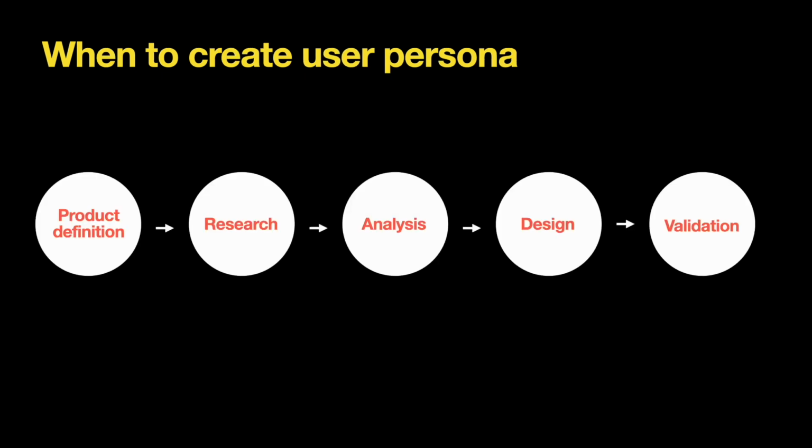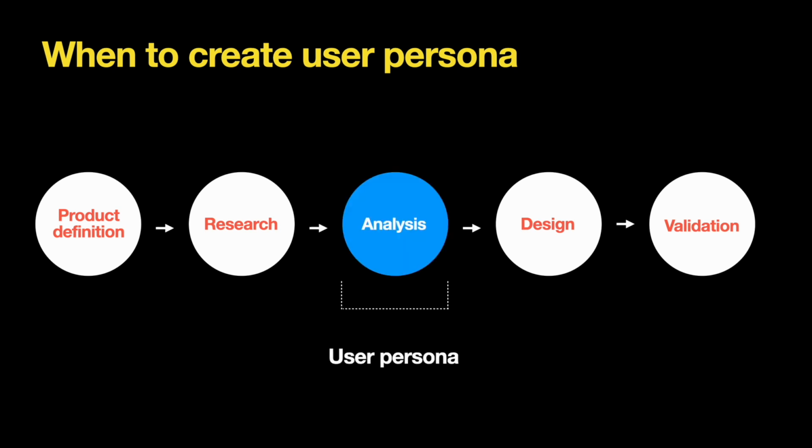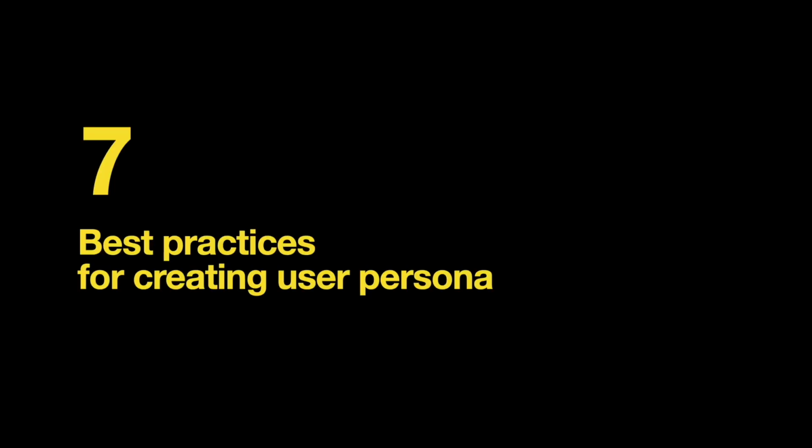When to create a user persona? Personas are typically created during the analysis phase of the design process. At that moment, the team will have enough information about the target audience and can frame it in the form of a user persona. Personas guide the ideation process and help product teams to gain a perspective similar to the user. User personas lead to a genuinely user-centered design, where every design decision is evaluated based on the user's needs and wants. Now let's talk about best practices for creating user personas.